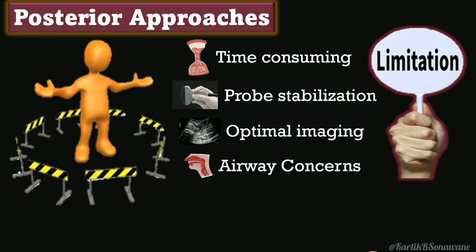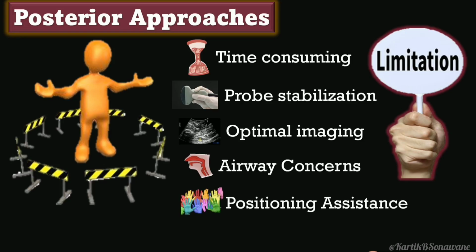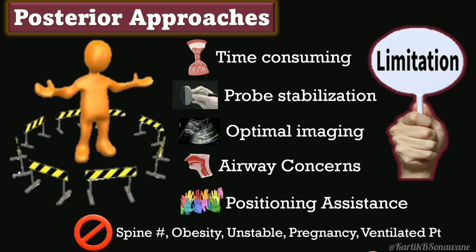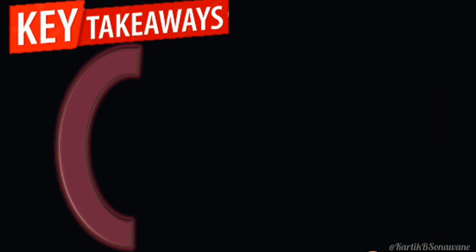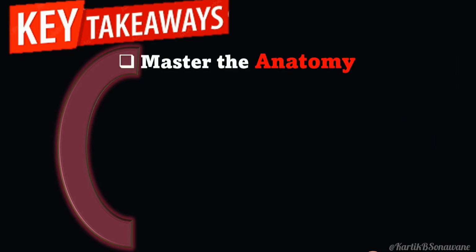Additionally, airway access becomes difficult, particularly in emergencies when the patient is in prone or lateral position. Positioning assistance may be required to stabilize the patient for difficult approaches. This technique may be impractical or unsafe in patients with spine fracture, morbid obesity, hemodynamic instability, pregnancy, or patients who are mechanically ventilated.